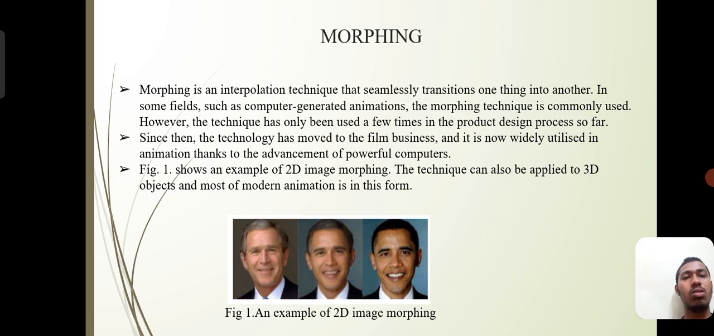You can observe in figure 1 that one person shows as old, one person shows as middle aged, and one person shows as somewhat young. This is known as a 2D experimental image of morphing. As shown in the 2D image of morphing, the technique can also apply to 3D objects, and most of the modern animation in the world uses it.